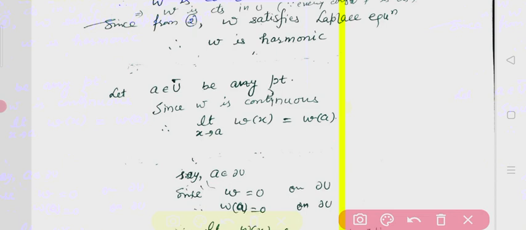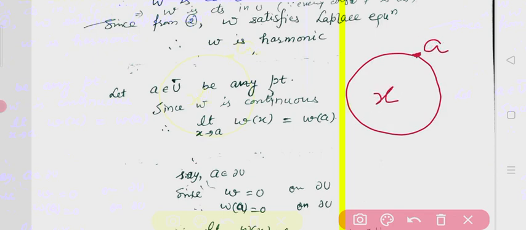So suppose that, for the instant, you consider in such a way that somewhere there is a point over here, a, that is on the boundary, and somewhere you are taking some x in u, right? When this x approaches this a, so that means w of x will be equal to what? That will be equal to w of a, but w of a is 0.